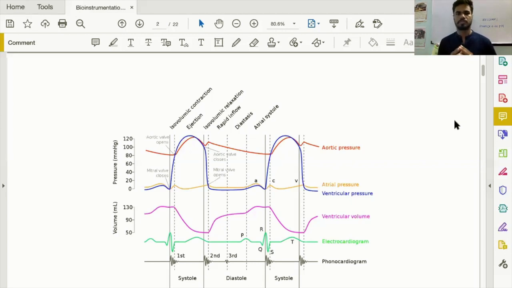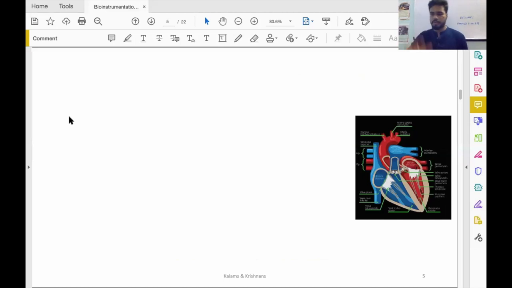What we are going to discuss today is very important. Once you learn it, you will be able to see many things in the bioinstrumentation syllabus. It will really help you as a biomedical engineer. So this is going to be an active session.